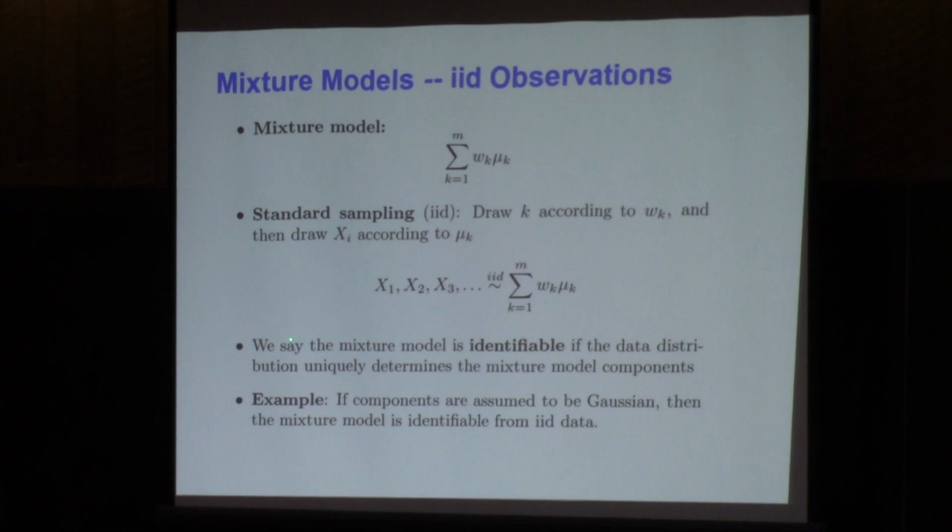The key concept here is that of identifiability. When are these components identifiable? When can you take your data and say what the weights and the mixture components have to be? When are they uniquely determined? We say the mixture model is identifiable if the data distribution uniquely determines the mixture model components.